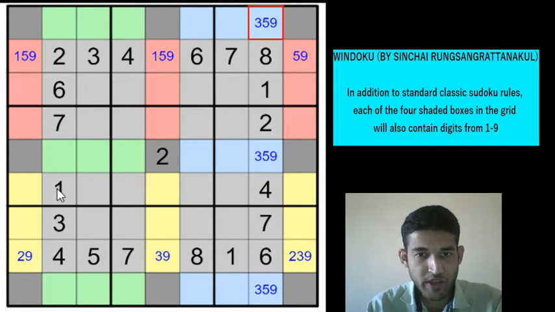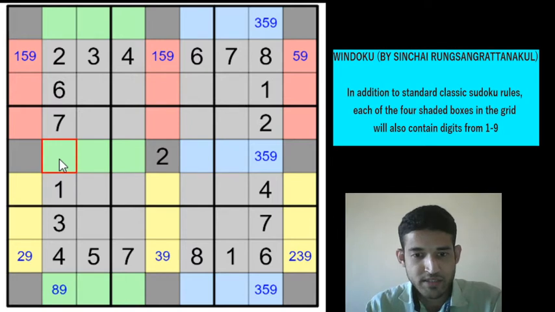Similarly, along column 2 we have 1, 3, 4 and 2, 6, 7. So this will be 8, 9. This will be 5, 8, 9 and this will be 5, 8, 9, which are the left out digits.